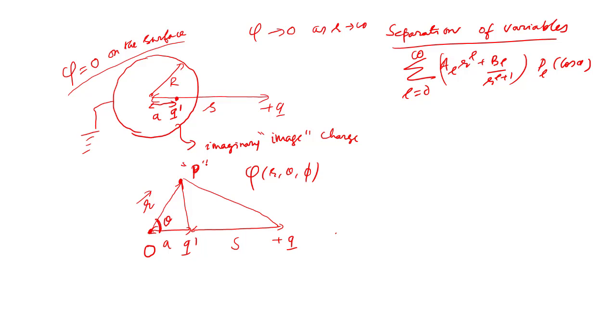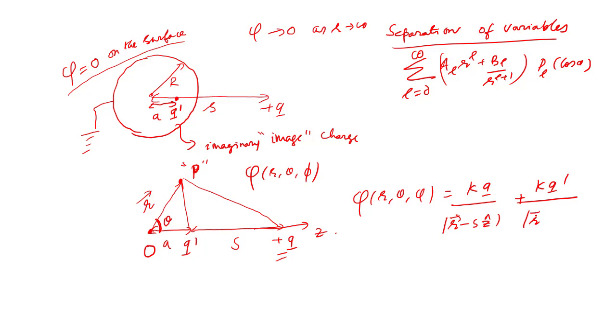And then now if I try to look at phi of r, theta, phi, then it's very simple. I have kq from this divided by the magnitude of r minus s along z, if we call this the z-axis, right? And then similarly I have kq prime divided by the magnitude of r minus a along z, right?